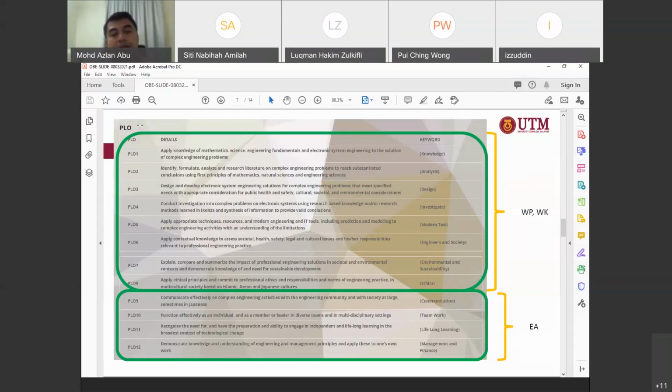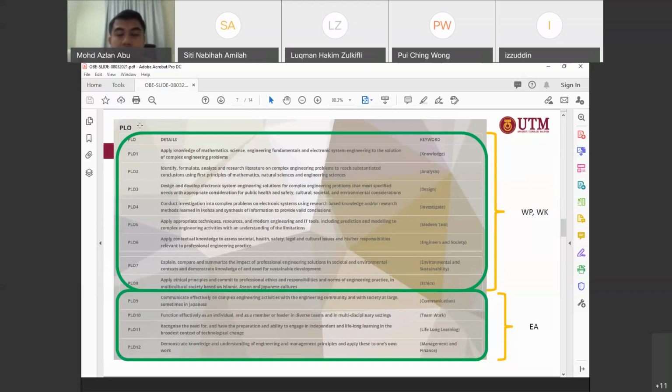PLO6: apply contextual knowledge to assess societal, health, safety, legal, and cultural issues and responsibilities relevant to professional engineering practice. This falls under engineers and society, where you know about safety and health, and legal issues and law. PLO7: explain, compare, and summarize the impact of professional engineering solutions in societal and environmental contexts. This is when you consider your design project under environmental sustainability, for example designing a real-time system that considers sustainability factors. You design something that is safe for the environment and sustainable for our future.